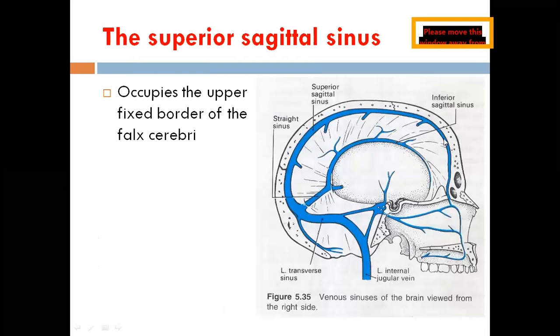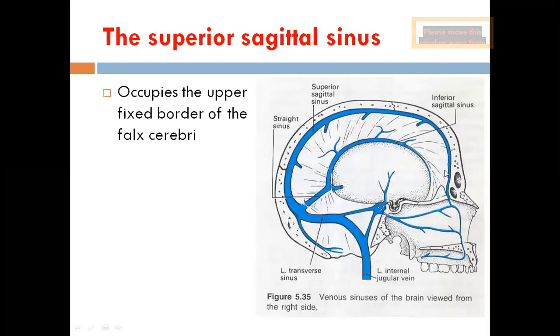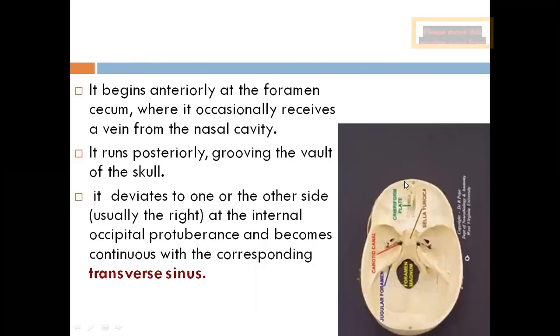Now let us start with the superior sagittal sinus. Where is it present? Along the upper margin of falx cerebri. Isn't it? Upper fixed border of falx cerebri. So this superior sagittal sinus, it begins like this and comes like this. Now let us see. It begins anteriorly at the foramen cecum, which we see in the anterior cranial fossa with the cribriform plate of ethmoid bone. There we will see, right? Where it occasionally receives one vein from the nasal cavity, it runs posteriorly, grooving the vault of the skull.